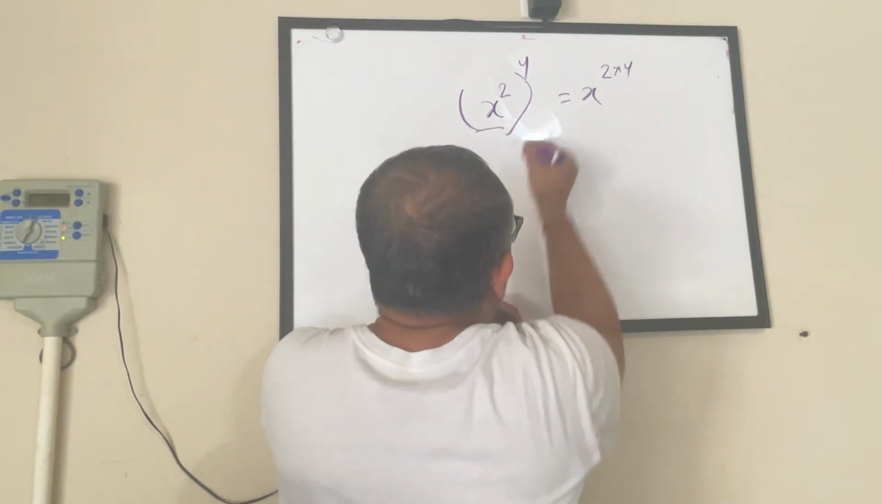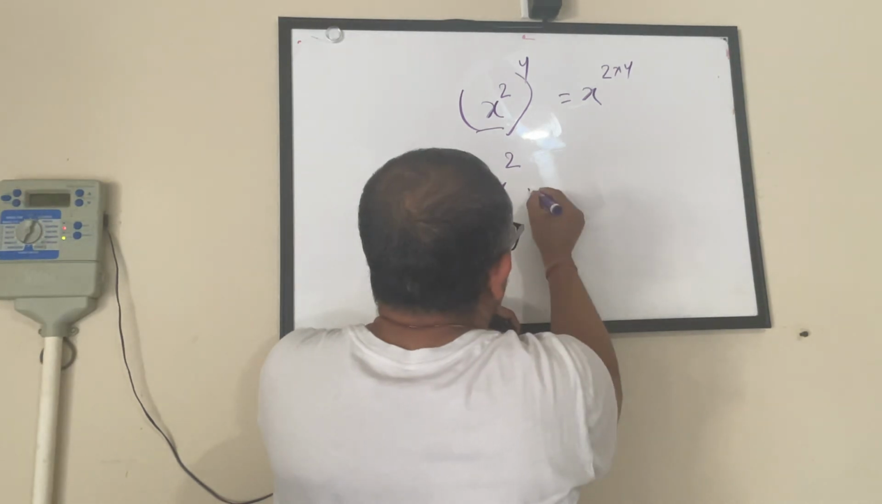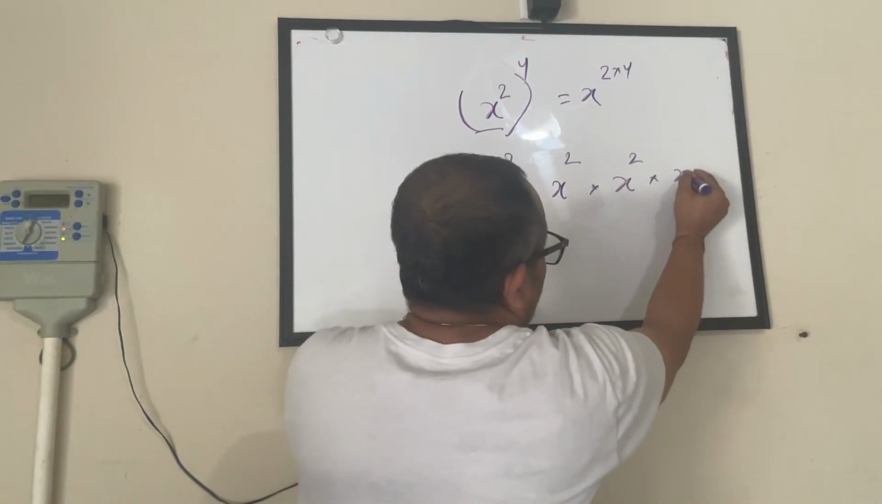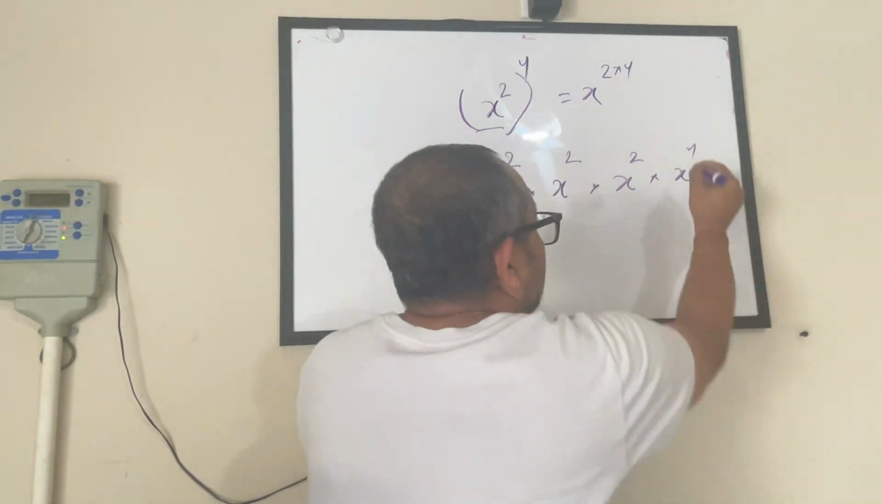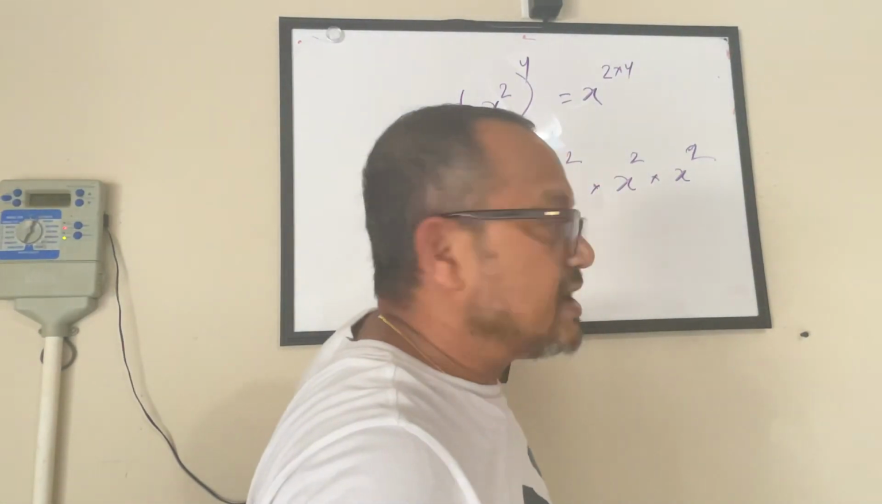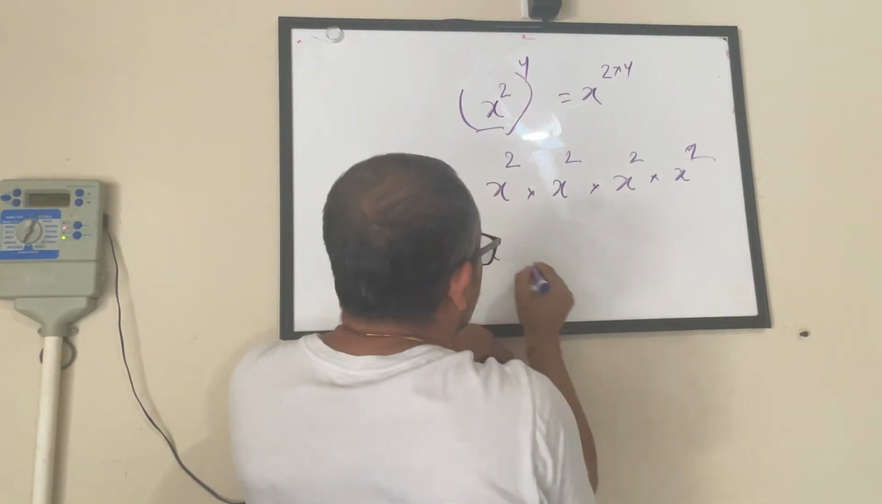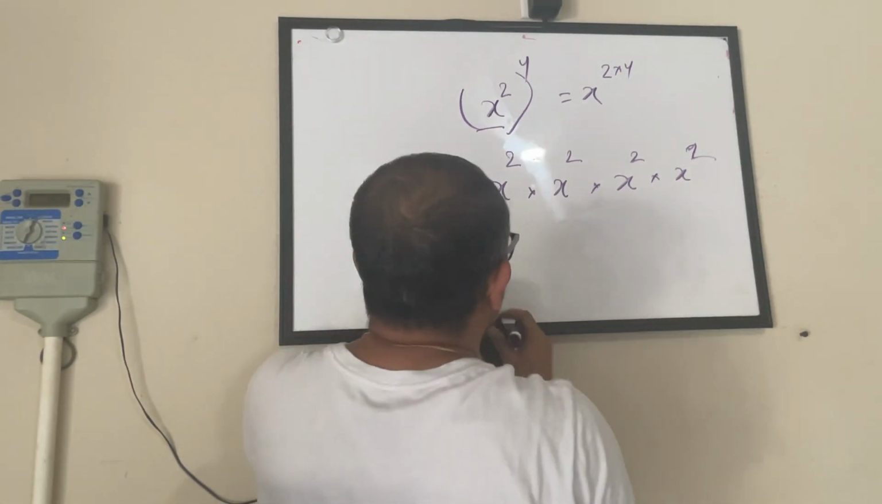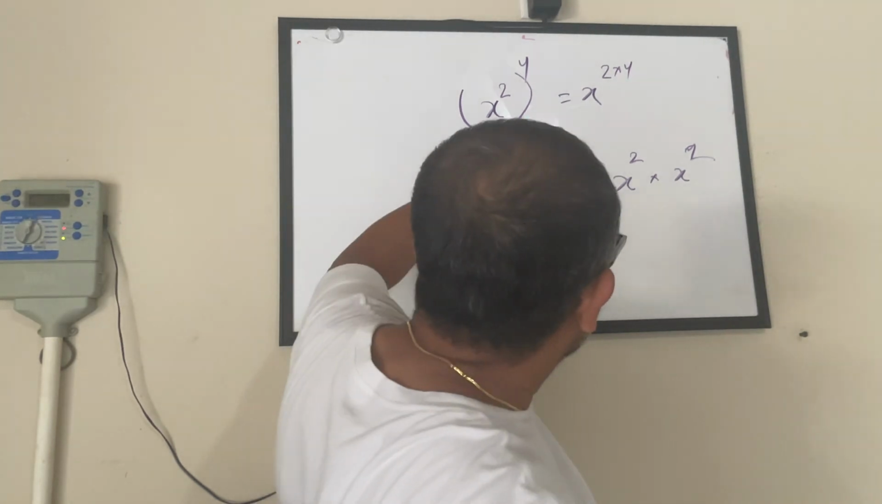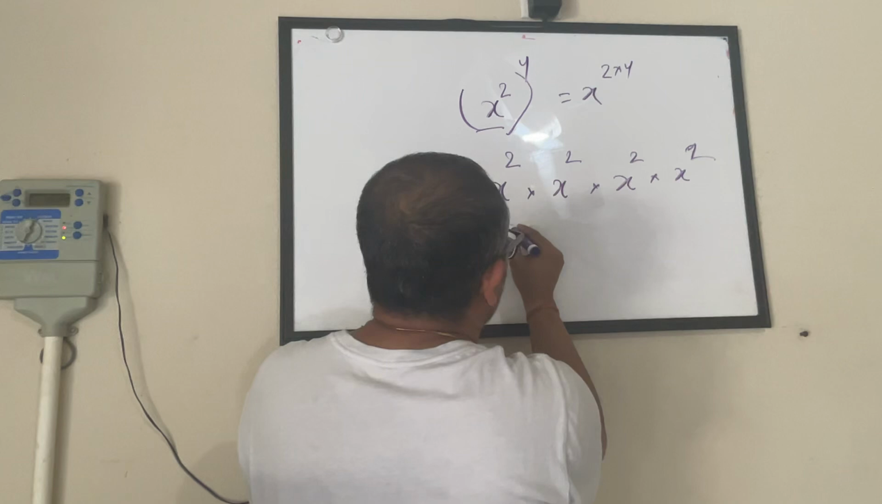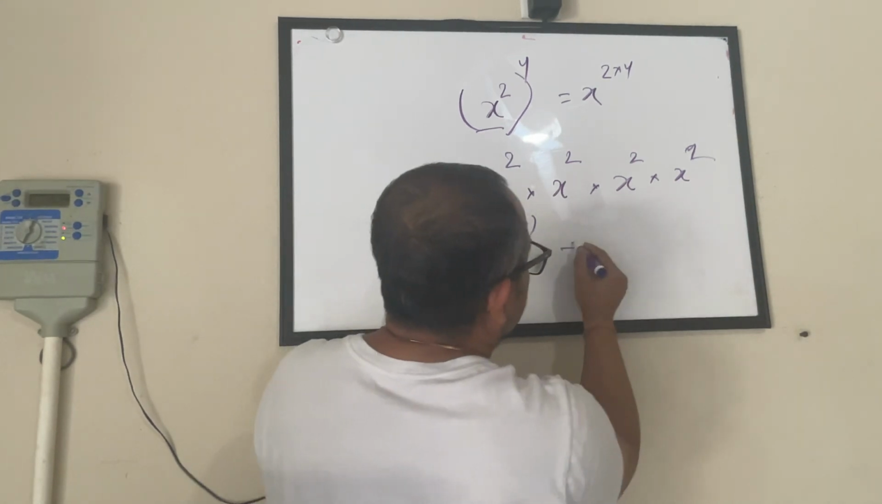x squared to the power 4, what does it mean? It means x squared into x squared into x squared into x squared, 4 times. Or you can further break it. x squared is x into x. Or you already know x squared into x squared, so you will add these two powers. So this becomes x to the power 2 plus 2.